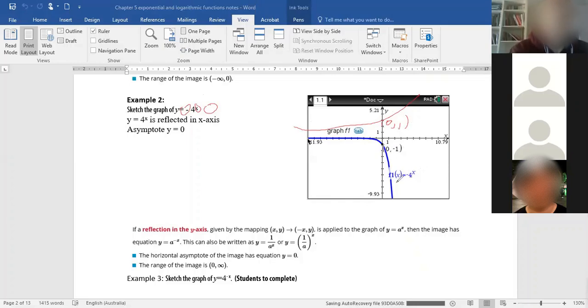But if we forget that, we can just put in x equal to 0. We get y equals negative 4 to the power of 0, which is negative 1. So we get that. Any questions there?